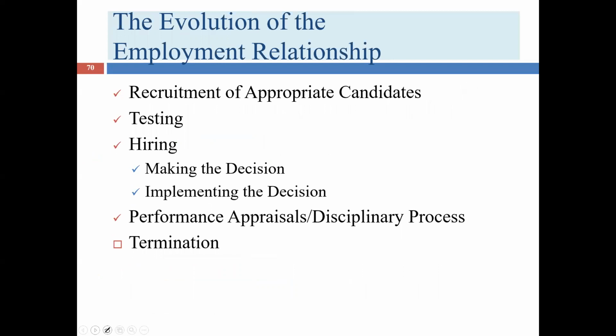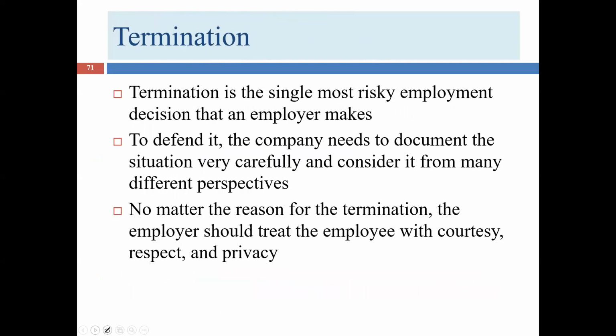But let's say you've used the progressive discipline system and now it's time to terminate. This person is not able or not willing to make the performance changes. Well, obviously termination is a big deal. Termination is by far the single most risky employment decision an employer makes.